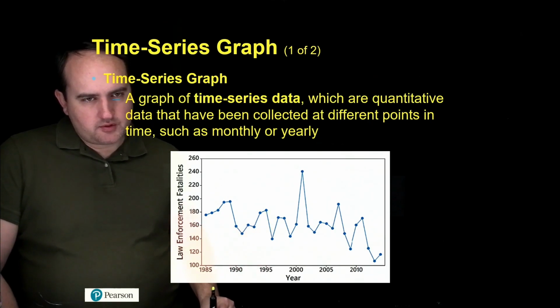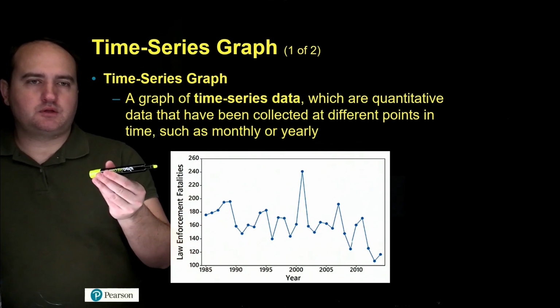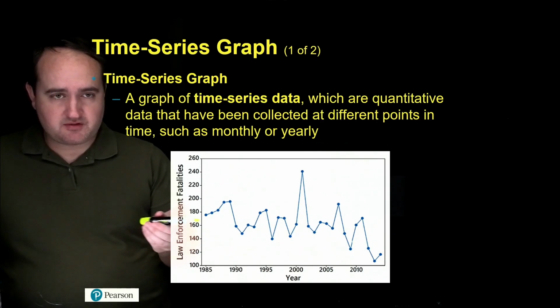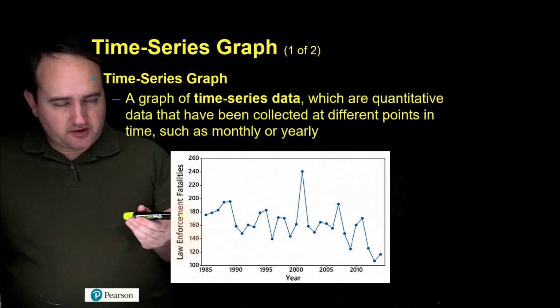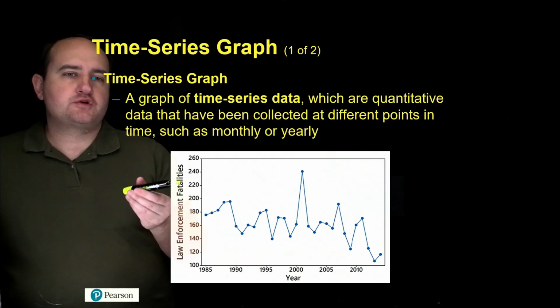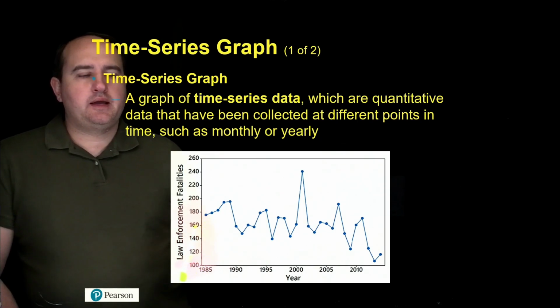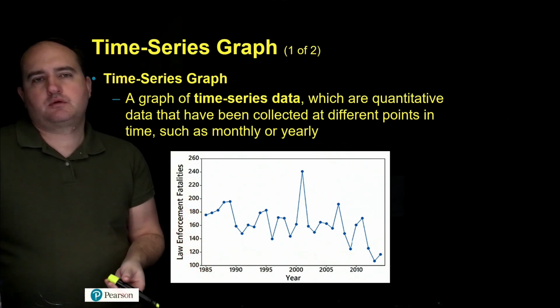So if we look on the horizontal axis, it's starting at 1985. And so this first dot here tells us that, well, the vertical axis is law enforcement fatalities. The number of law enforcement fatalities in this time series graph was a little bit shy of 180. So they don't have it that well labeled, but we can see there were almost 180 law enforcement fatalities in the year 1985. And of course, it would be helpful if we had more context for this particular graph.